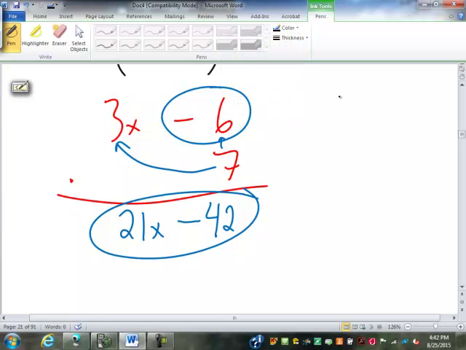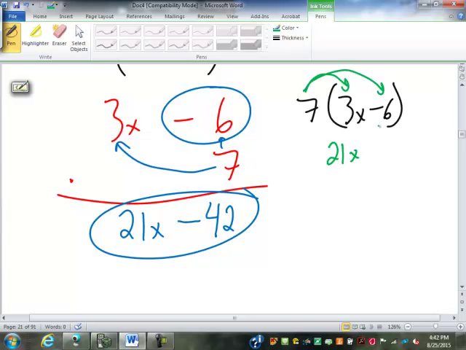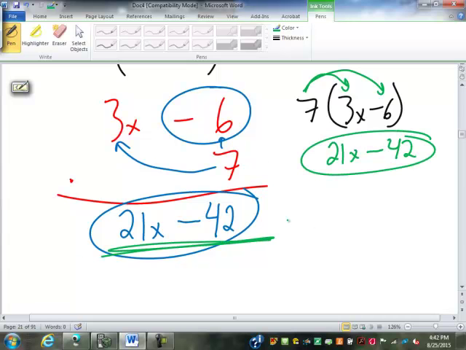Now, for those of you that do like distributing, and I like distributing too because it's quicker, this will just be 7 times 3x is 21x. 7 times negative 6 is negative 42. So we get the same thing.